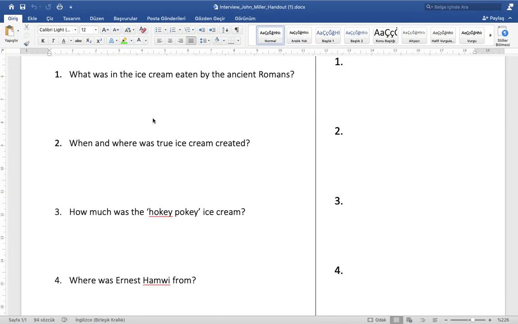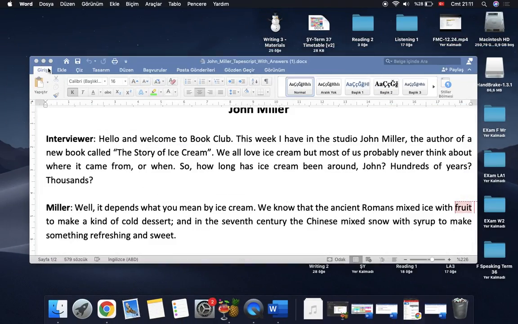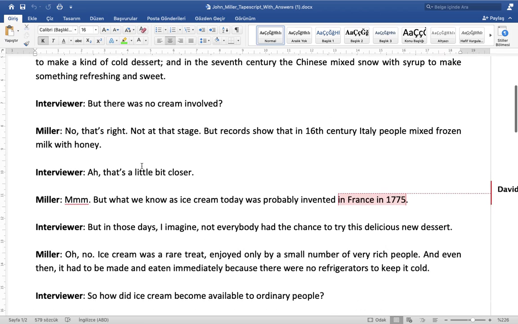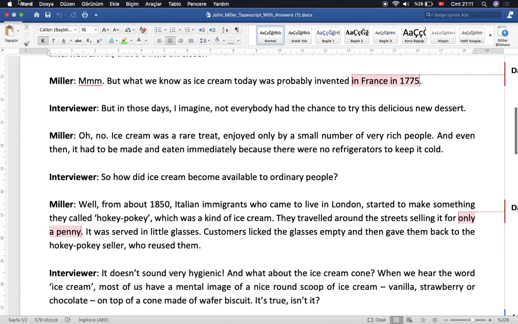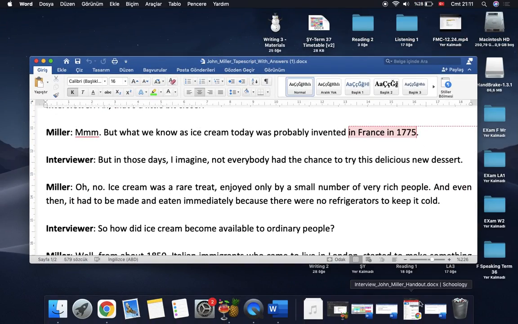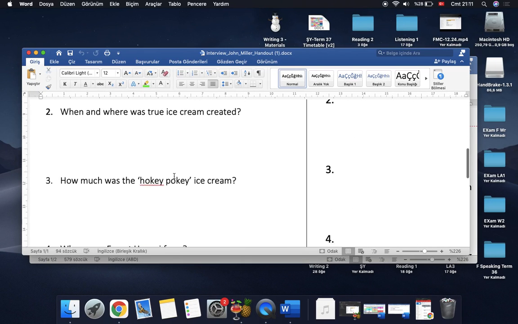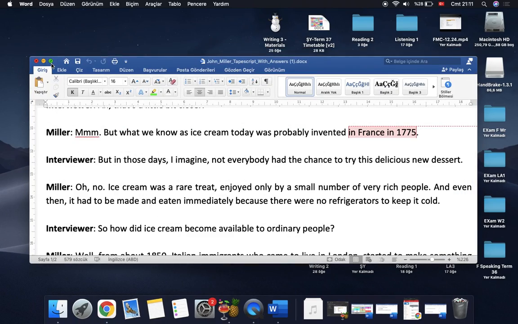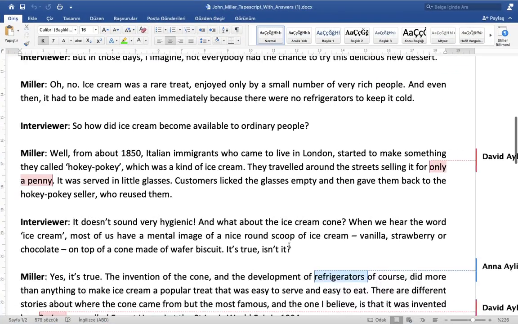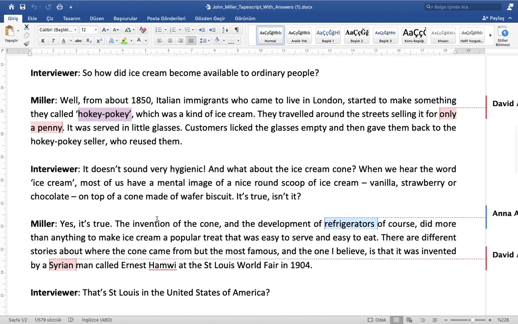When and where was true ice cream created? Of course that wasn't true ice cream, that was kind of artificial. But true ice cream was created in France in 1775, which is the correct answer. The next question. How much was Hakipoke ice cream? So it was only a penny. Hakipoke, only a penny, very cheap.